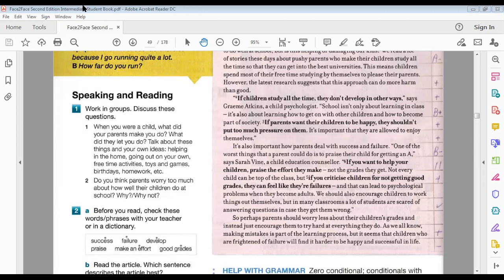Okay, can you read number 4 again? If you want to help your children, praise the effort they make. Correct. Okay, praise, yes. So it's an order, you have to praise your kids. Okay, what about number 3 and 5? Can you see any imperatives?